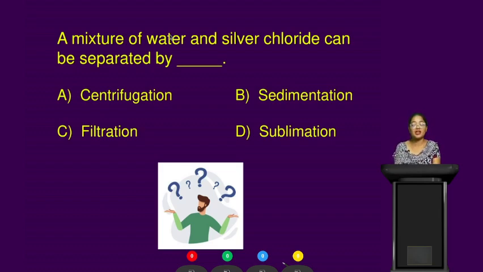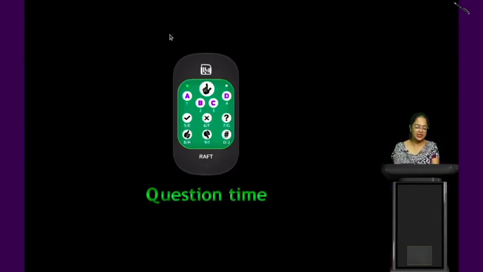So the answer is filtration method. A mixture of water and silver chloride can be separated by the filtration method. Okay, I hope you all have guessed it. In case not, that's okay.